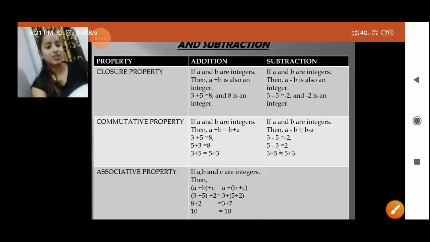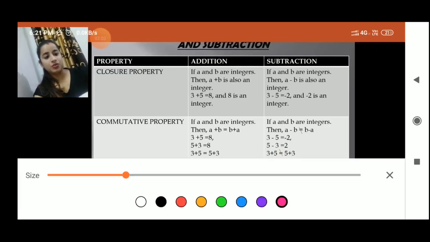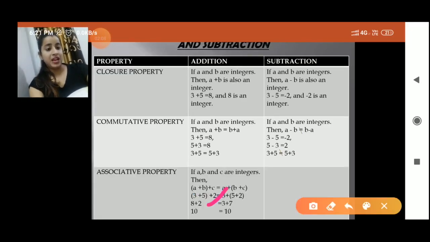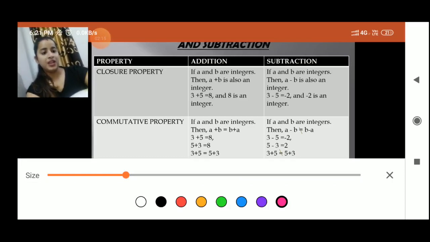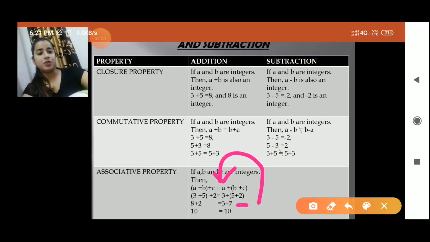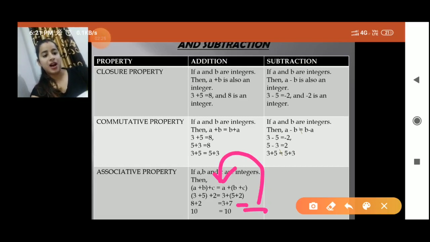Now let's come to associative property. If a, b and c are integers, then a plus b, that is 3 plus 5, and then when added to 2, that is 8 plus 2, equals 10. But now in the second case, we first add b plus c, that is 5 plus 2, which gives us 7, and then add it to 3, which equals 10. So both are the same.